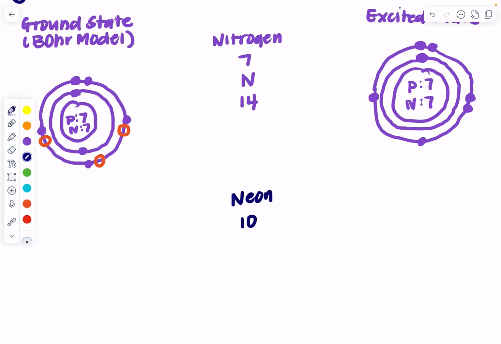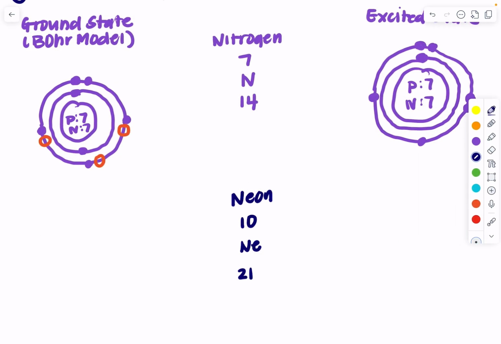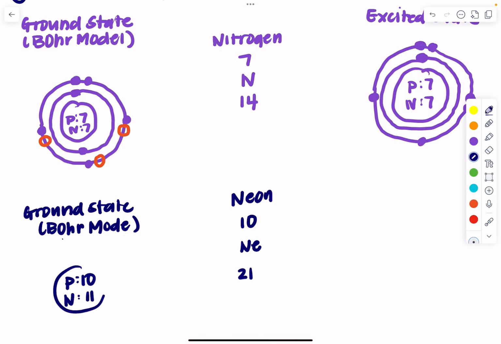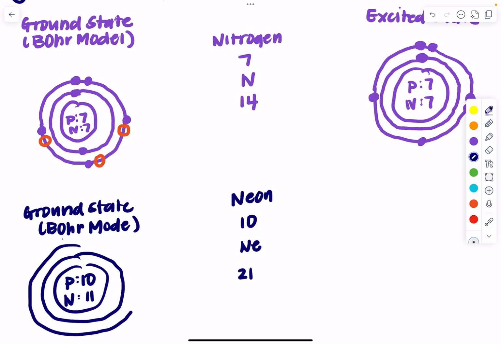Cool. If you're working with one of the noble gases, and we can just use neon for this, neon is atomic number 10, it's Ne. Atomic mass is 21. As you can see, if we draw the ground state for neon, which again is just the Bohr model, I'm going to do exactly what I did for nitrogen: 10 protons, 11 neutrons. Make sure that my nucleus is clear. I'm going to draw 2 energy levels because I know there's 10 electrons.